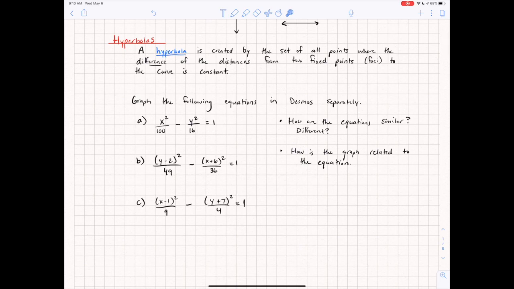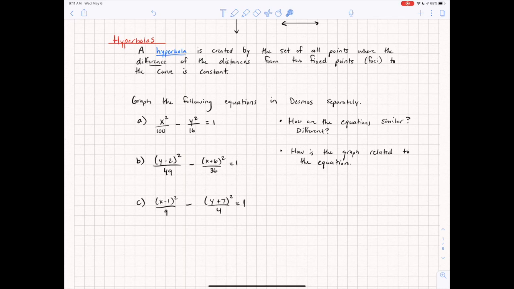All right, and so like what we did with ellipses, we're going to graph these three examples here in Desmos. The goal is to ask how the equations are similar and how they are different, and how the graph is related to the equation itself. What can the equation tell me about what the graph does and what it looks like? Then we can take that and apply it to a more general equation and general process.